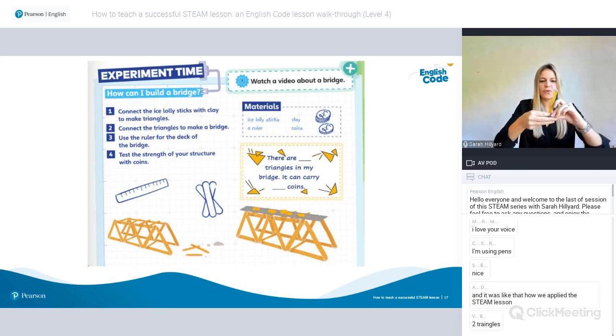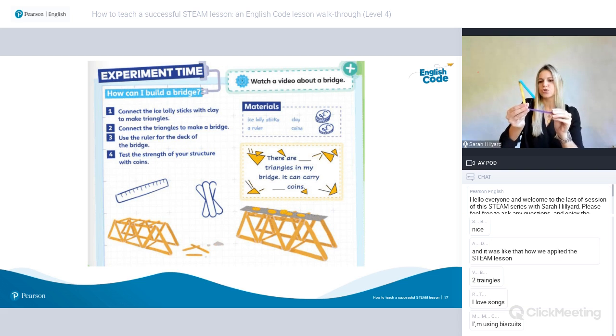We're building our bridges. Lots of triangles to make our bridges nice and strong.